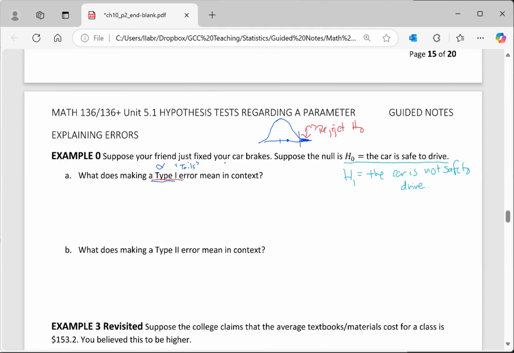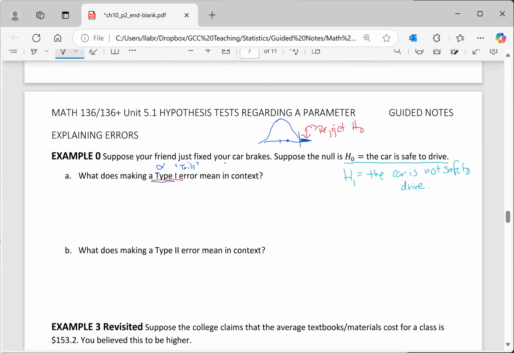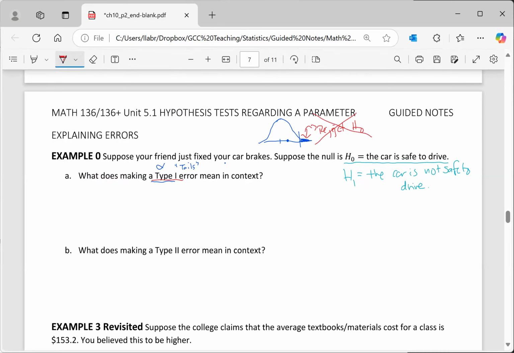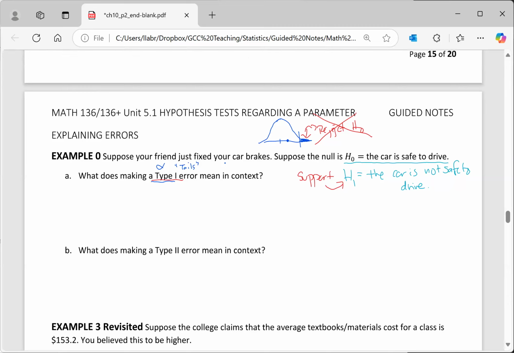But they're saying that that's a mistake because it's a type 1 error. So if I land in the tail, that's alpha, and the claim is that I reject H0 and therefore I support H1. This is a very serious error. So what does making a type 1 error in this context mean?